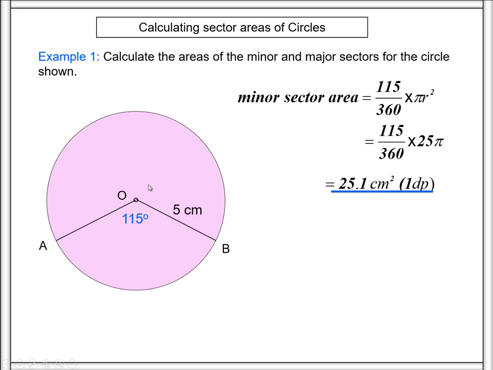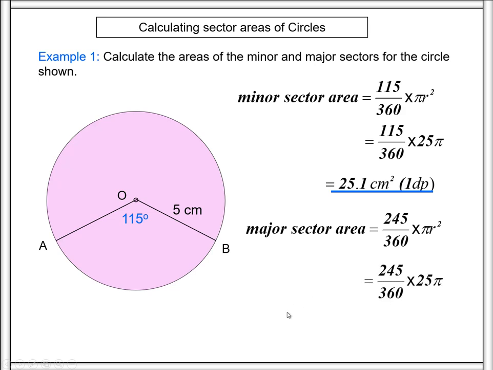The major sector, so we're looking at this angle here, 360 minus 115 gives us 245. So major sector is given by 245 divided by 360 times pi r squared. Again, radius is 5. Plug it in your calculator, and you got 53.5 centimeters squared. Good. Again, click pause, make some notes, and then click play again when you're ready.